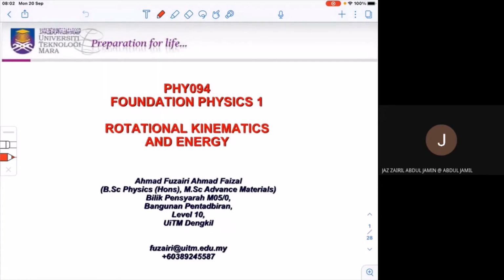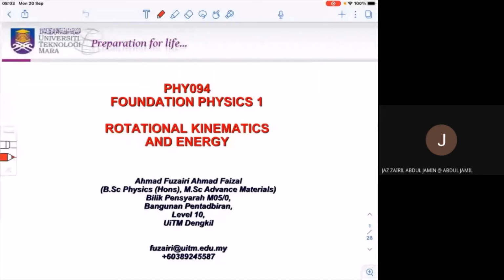Okay, so this is the topic, rotational kinematics and energy. Rotational comes from the word rotations, that means pusingan. And how about kinematics? Kinematics is about motion. So motion in circles, motion in a form of rotations, together with the energies.